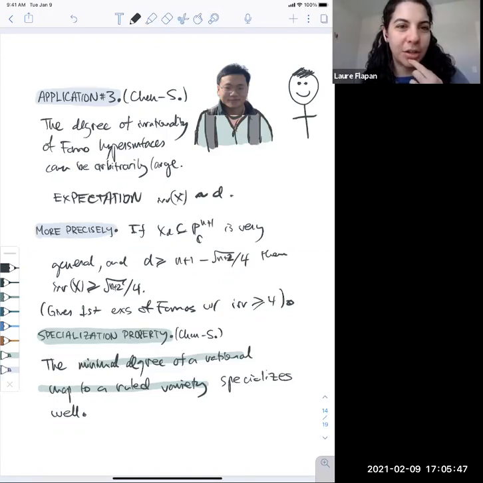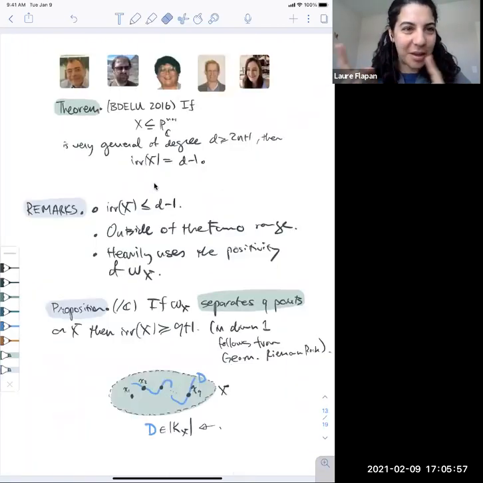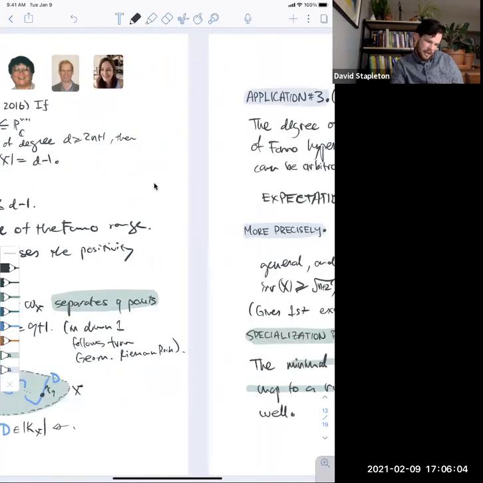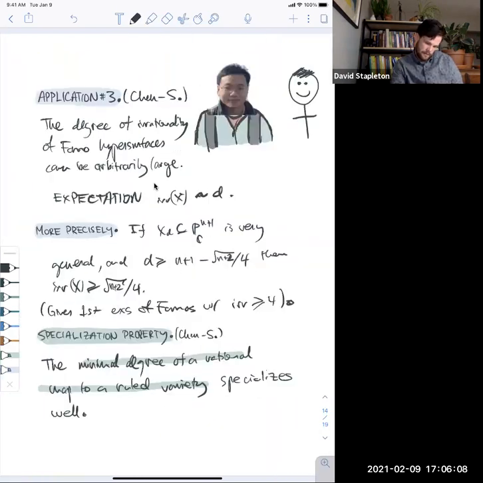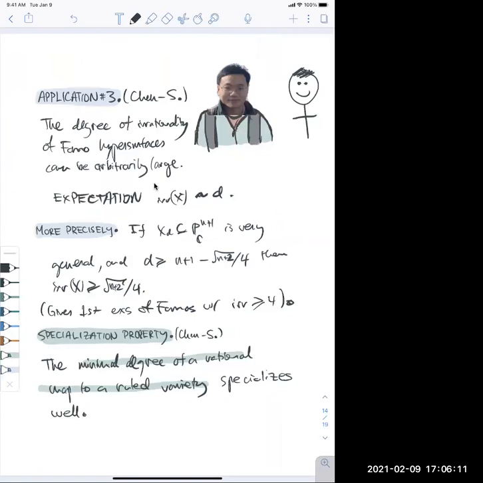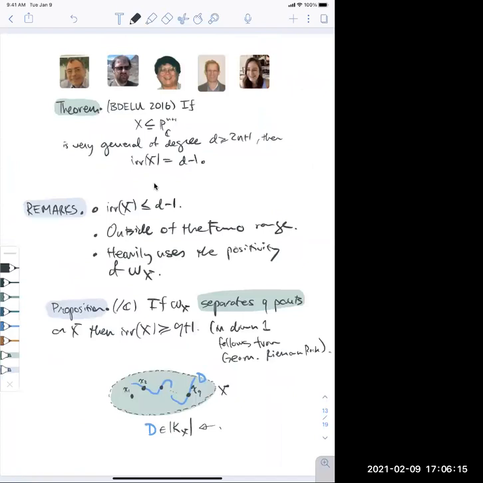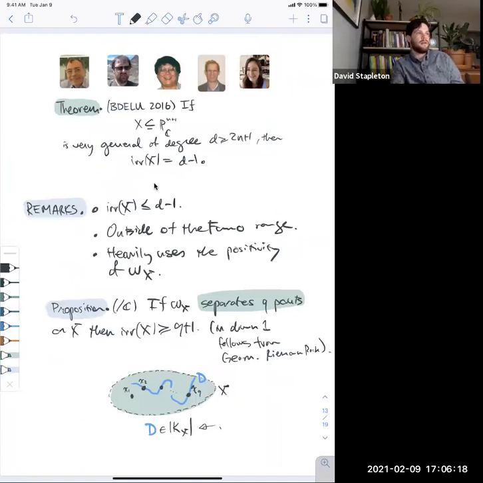David, while you're at it, could you swing back to the slide where you wrote down the Ein-Lazarsfeld-Ullery result and compare briefly? Okay, I see. So I forget. You essentially expect a linear function, so the expectation is definitely linear. I think this is like a square root bound, but it's only for a certain Fano range as well. I see. Thank you.